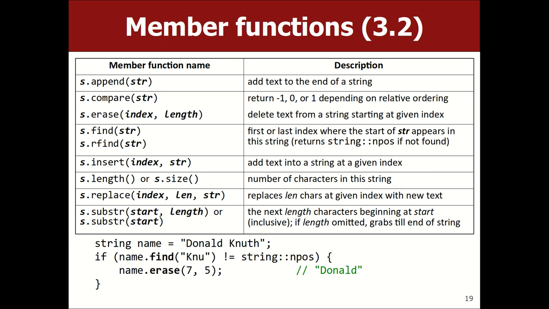Yeah. How does S dot compare return -1, 0? Oh, the S dot compare, it's a lot like Java's notion of compareTo, where if you have two strings, the one that's less will be -1 compared to the one that's greater. If they're equal, it'll be 0. If the one on the left is bigger, it'll be a +1. So it returns a signed integer to indicate the relative ordering of the two strings.